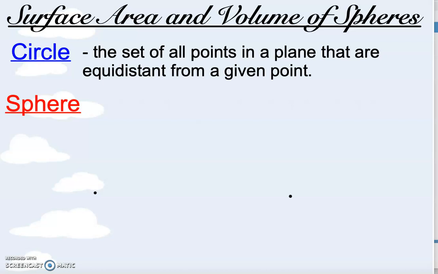Well, hey there, and welcome to our lesson on volume of spheres. And we're going to actually touch on the surface area of a sphere as well in this lesson. So let's start out by making sure we understand exactly what it is we're dealing with when we talk about a sphere.